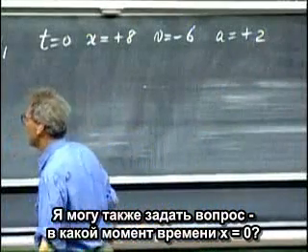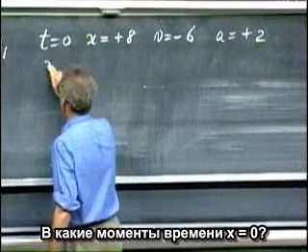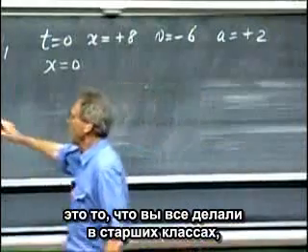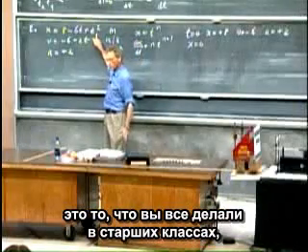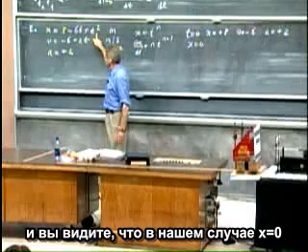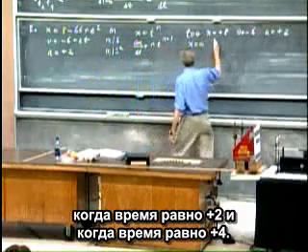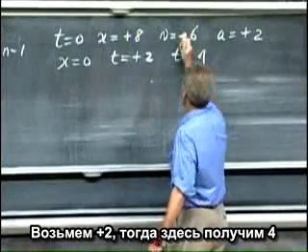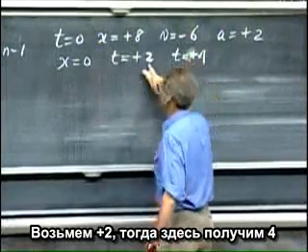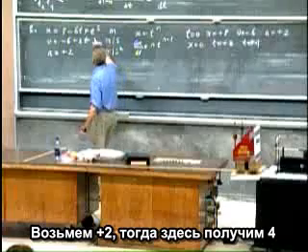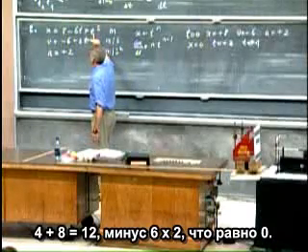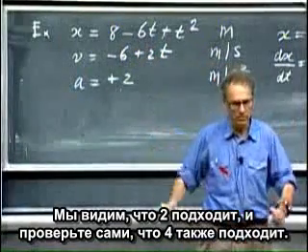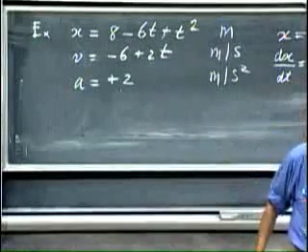I can also ask myself, at what time is x equal 0? What are the times that x is 0? Well, I have to solve this second order equation, which is something that you've all done in high school, and you will find that that's the case when the time is plus 2 and when the time is plus 4. Take the plus 2, that makes this 4. 4 plus 8 is 12, minus 6 times 2 is 0. So you see the 2 works, and you check that the 4 also works.